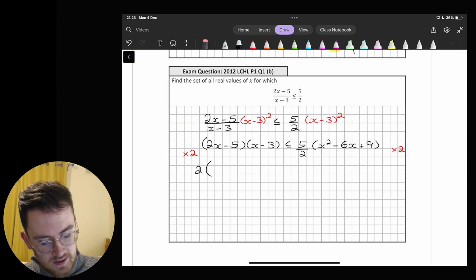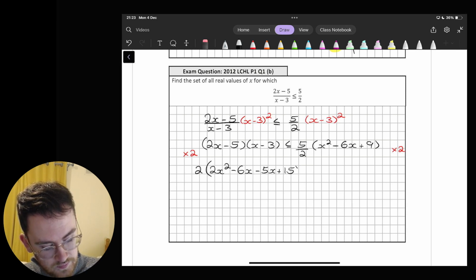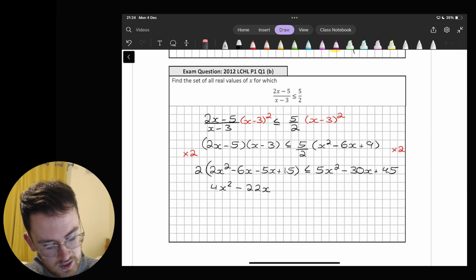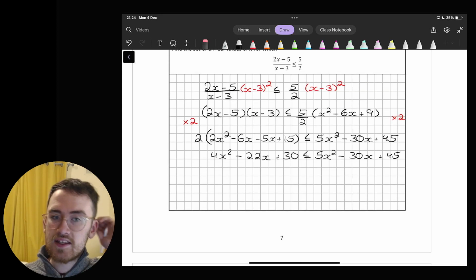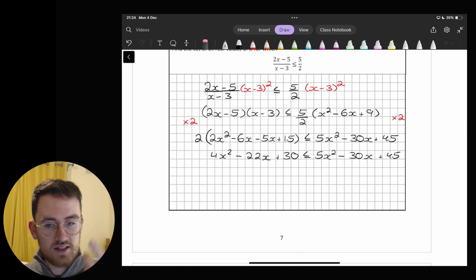So that's going to mean I'm multiplying this left hand side by 2, but let's multiply it out to see what we get. Minus 6x minus 5x plus 15 is less than or equal to 5x squared minus 30x plus 45. Multiplying this left hand side by 2 there, 4x squared minus 22x, just making sure we've got that out completely, plus 30 less than or equal to 5x squared minus 30x plus 45. Okay, let's try and approach this slightly differently this time. So I've been bringing everything to the left hand side, because that's typically what we do.